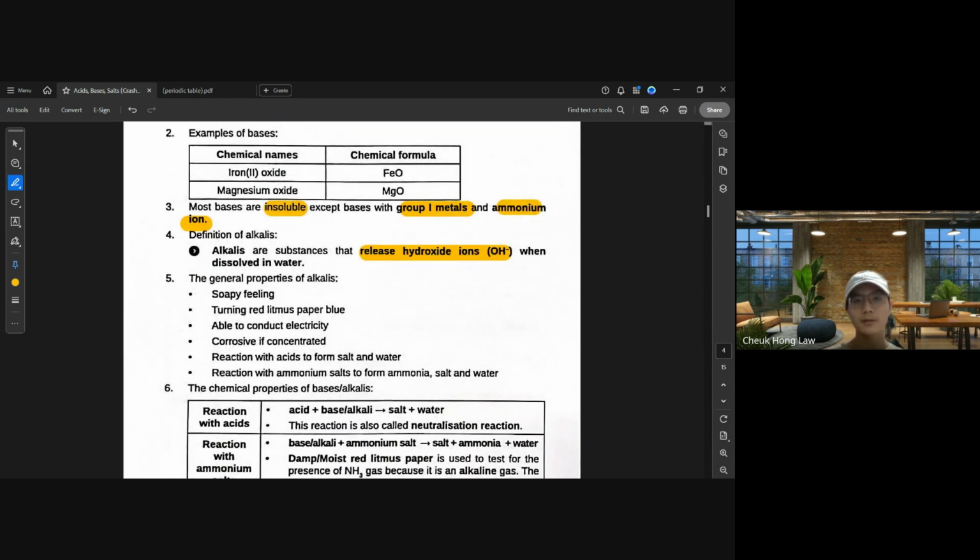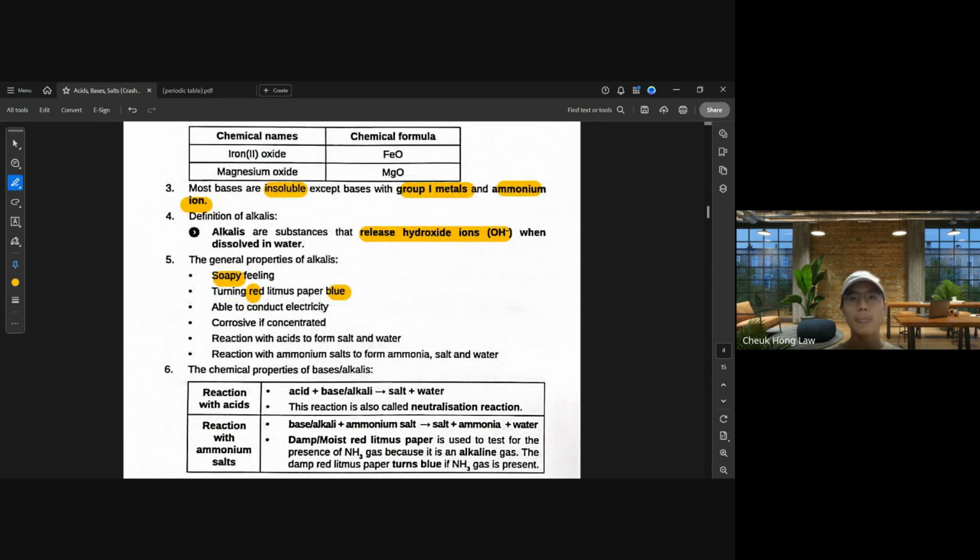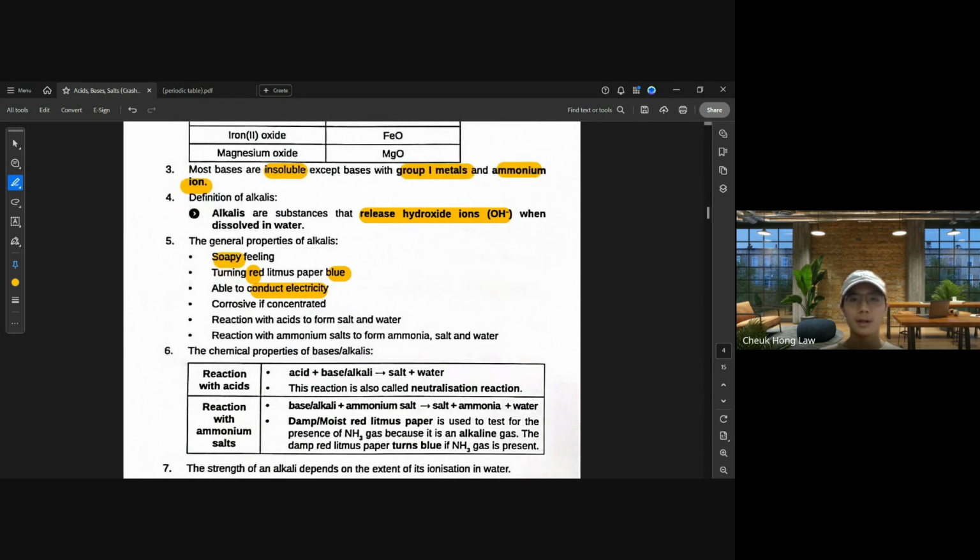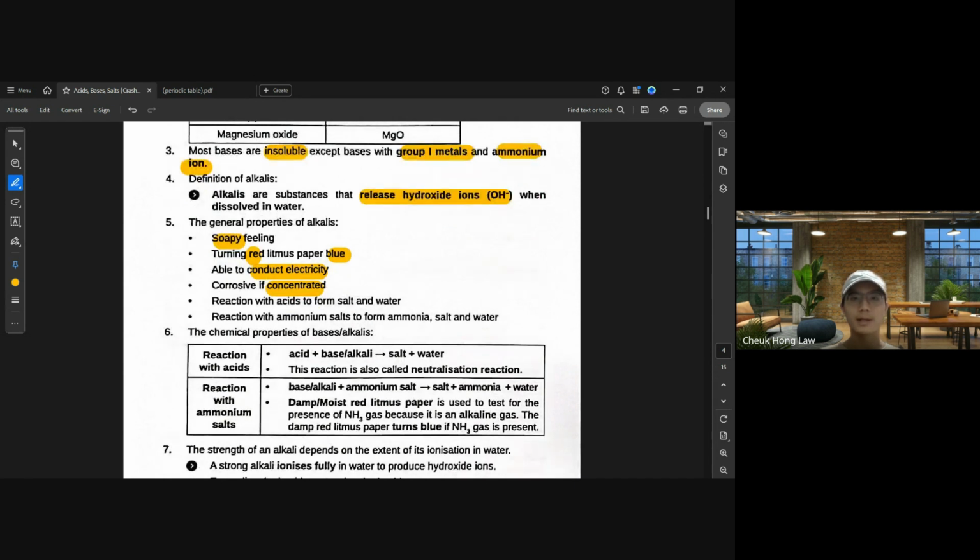So the general properties of alkalis: it has a soapy feeling. It turns red litmus paper blue. Remember, litmus paper is red and blue, and blue is for the alkali properties. It's able to conduct electricity because of the hydroxide ions formed when it's dissolved in water. These hydroxide ions can move around to conduct electricity. Again, just like acids, it's corrosive if it's concentrated, and it can react with acids to form salt and water. So this is your neutralization that we just learned.